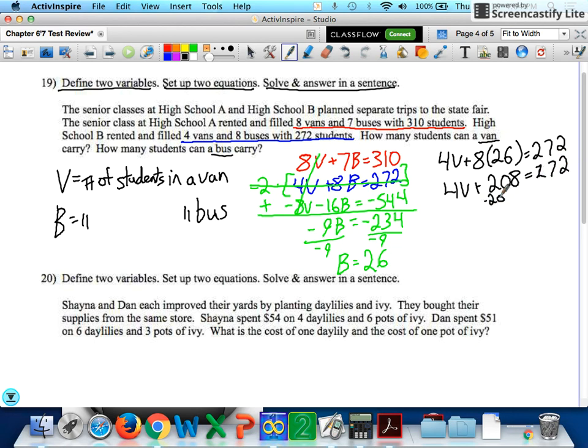Subtract 208 from both sides. I get that 4V is going to equal 64. Divide by 4, divide by 4, and I get that V equals 16. That's all the math. Now you just have to express it in a full sentence. You would say something along the lines of a bus can hold 26 students and a van can hold 16 students. Seems kind of like a small bus and a big van to me, but the math checks out.